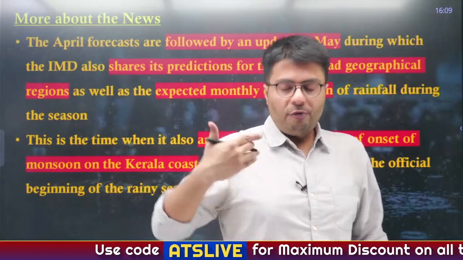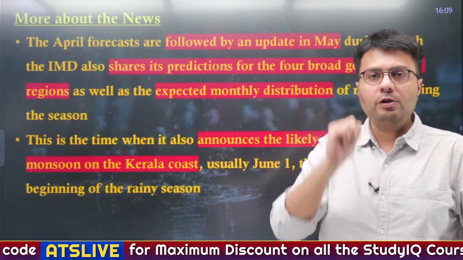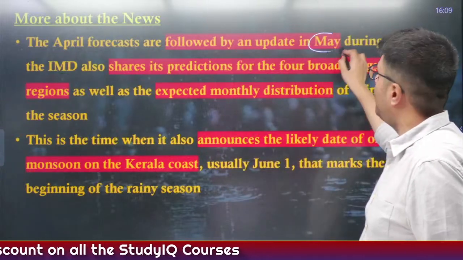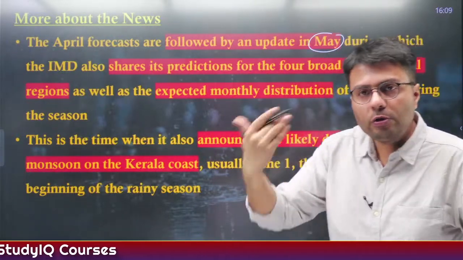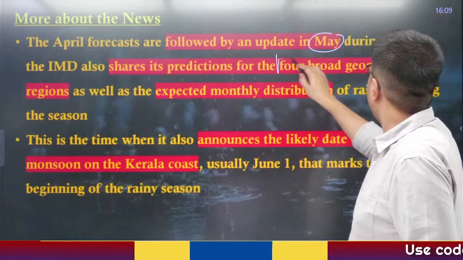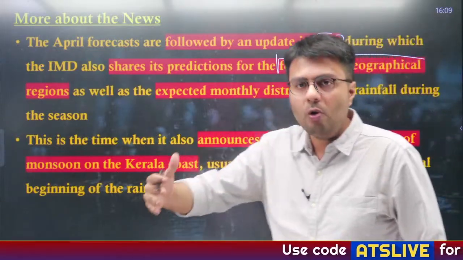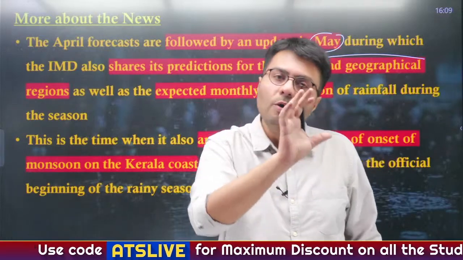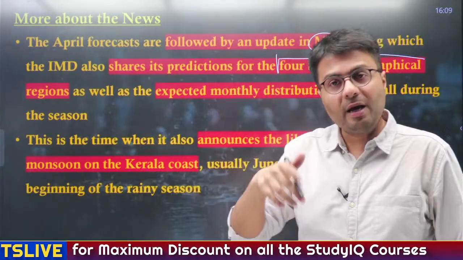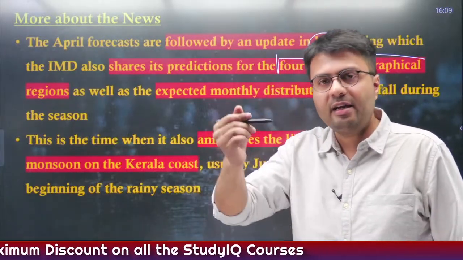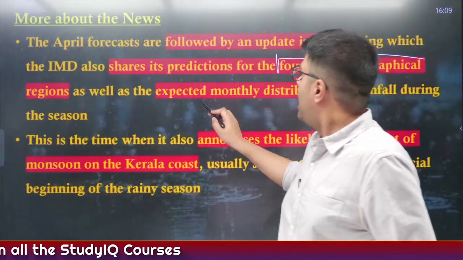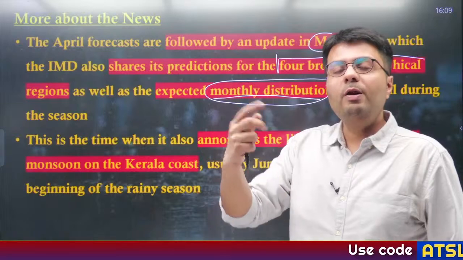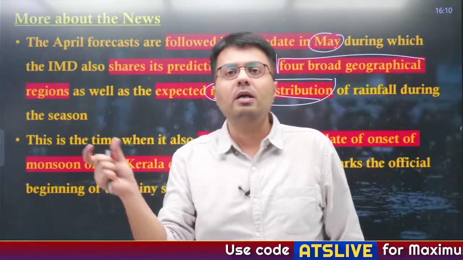Now, this forecast, which was made in April, was the first forecast for the year. This will be followed by an updated forecast in the month of May, during which the IMD also shares its prediction for the 4 broad geographical regions, that is how the northern, eastern, southern and western regions of India will witness rainfall. It gives an all India average, it gives averages of different regions also, and it also highlights the monthly distribution of rainfall, that is what the rainfall levels will be in the months of July, August, September and so on, right?